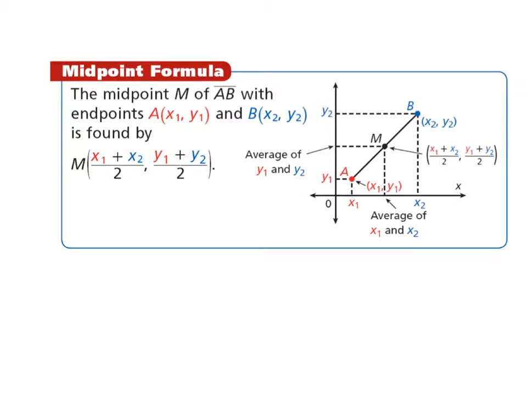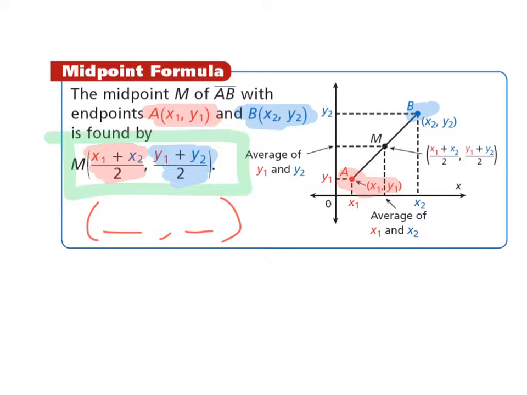So the midpoint M of AB with endpoint A, so this point here, A, is x1 and y1, and B, the point here, is x2 and y2. The formula is this. So you take the average of the x coordinates, so you would add x1 and x2 and divide by 2. Then you would take the average of the y coordinates, so y1 plus y2 divided by 2. So the midpoint is going to be a point, like how we have the parentheses. It'll be a coordinate point, so it'll be a number, comma, another number in parentheses.